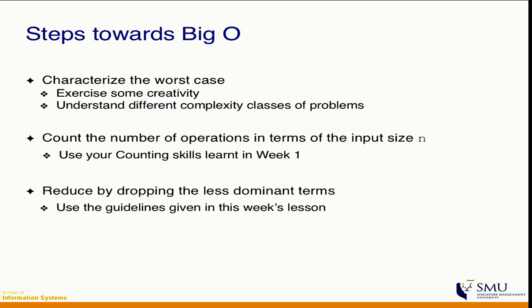Right? Now, steps towards the big O. So remember, 3 steps, right? So first, we are going to characterize the worst case. So you have an algorithm, you find the worst case. And then you want to count the number of operations you need to do for a particular input size n. And then you reduce it by dropping the less dominant terms.